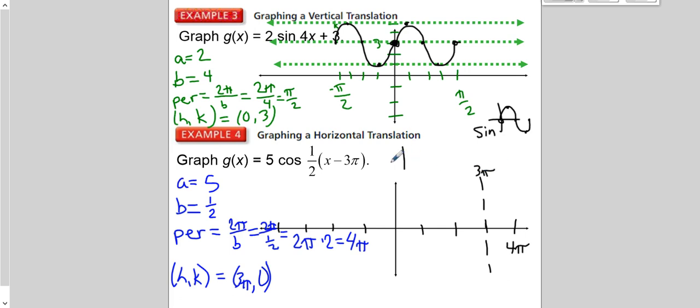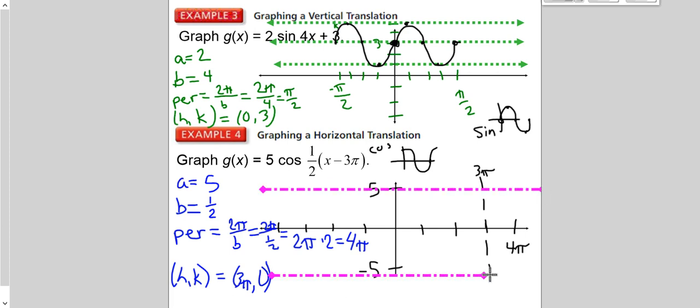When I go to do a cosine graph that starts at the top and goes down and then makes a little face with the horns, it's going to start up at whatever my maximum is. My amplitude is 5. So it's going to go up to 5 and down to -5. If you want to draw your maximum, minimums, you can. But our middle's still our middle.